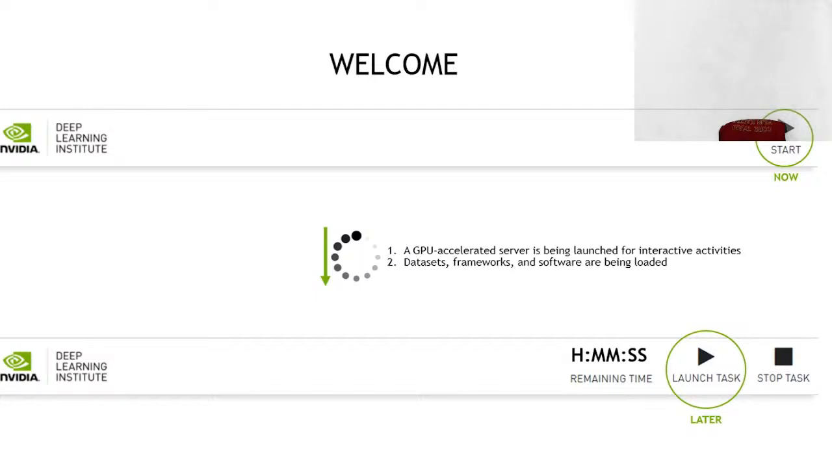You should now see a spinning wheel where the Start button used to be. Eventually, that spinning wheel will become a launch button. While it's loading, a GPU-accelerated server is being prepared for interactive activities. Datasets, frameworks, and software are being loaded to the instance for this course. Once it's finished and you launch the task, you'll see a Jupyter Lab containing instructions, activities, and links to guide you through the next sections.